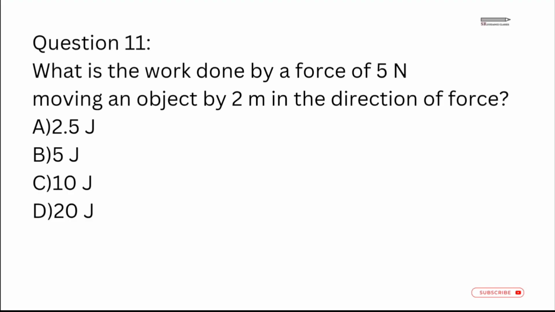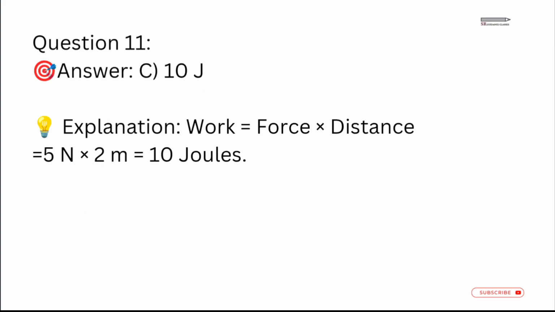What is the work done by a force of 5 Newton moving an object by 2 meter in the direction of force? The answer is option C, 10 joule.